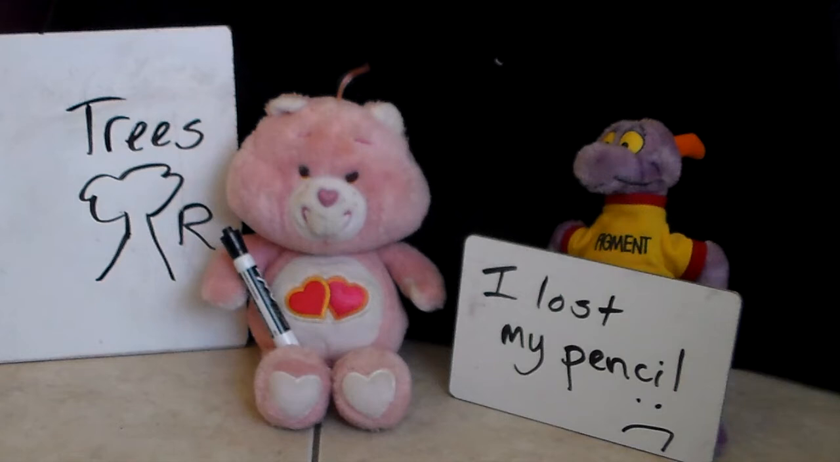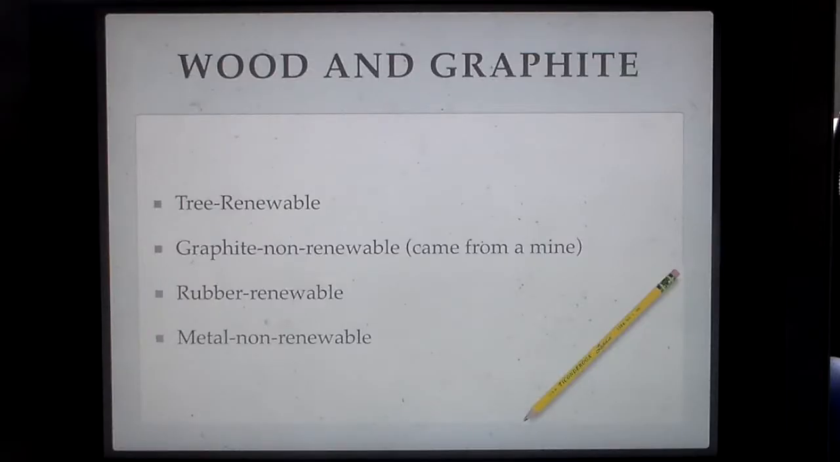And Figment, you've lost your pencil. I'm sorry to hear that. That's not the answer I was looking for, and go check the pencil bucket because I'm not going to give you one right now.